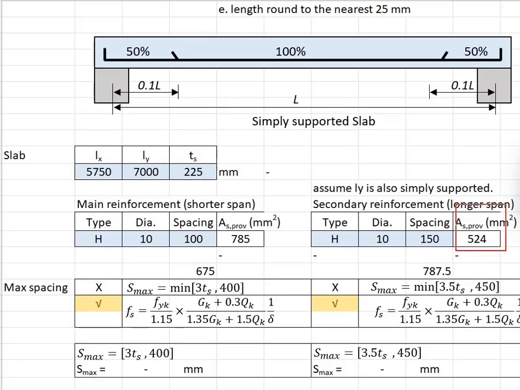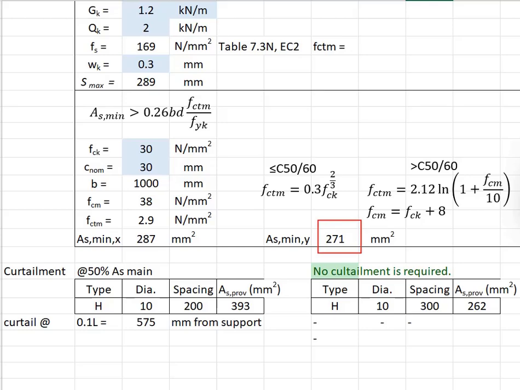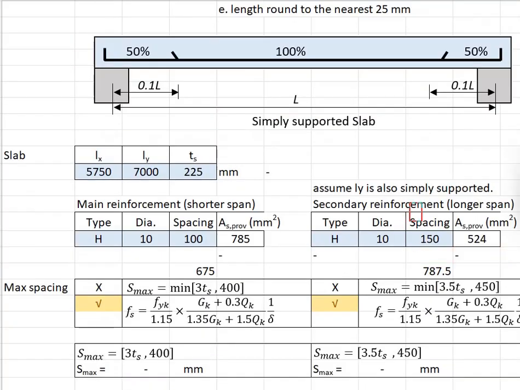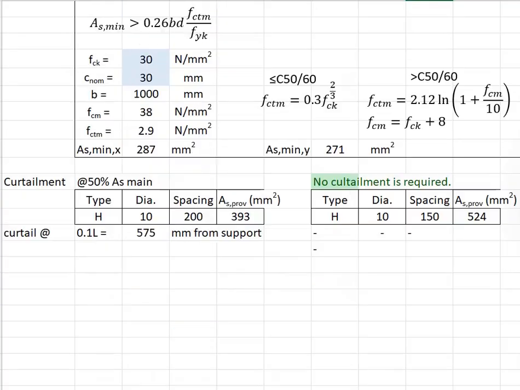You may also check the AS provided against the AS minimum. Let's say now you choose to use 300 mm. Your AS provided is 262. Compared with the AS minimum 271, obviously it fails. Therefore, both maximum spacing and the AS minimum do not allow you to do the curtailments for the secondary reinforcement. This shall lead to no curtailments for the secondary reinforcement, and you can do curtailment for the main reinforcement.